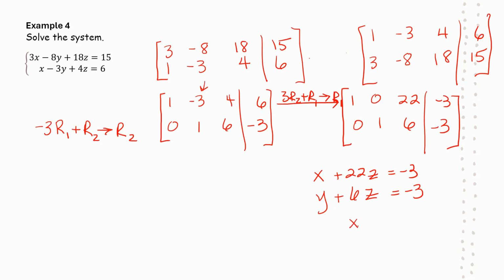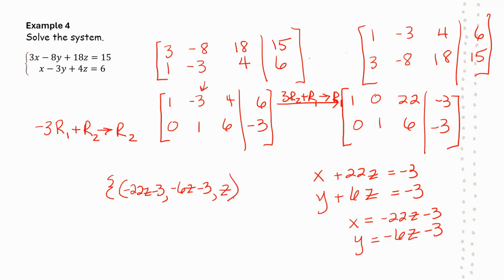So the first equation would be x equals -22z minus 3, and y equals -6z minus 3. And so that's what our solution set is going to look like. It'll be -22z minus 3 for the x-coordinate, -6z minus 3 for the y-coordinate, and z for the z-coordinate, and that's for all real numbers z.